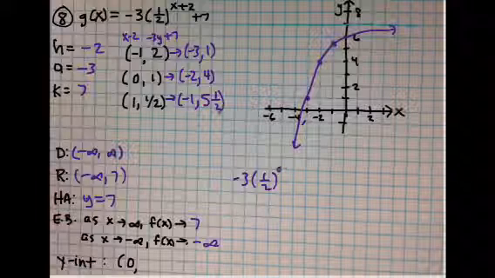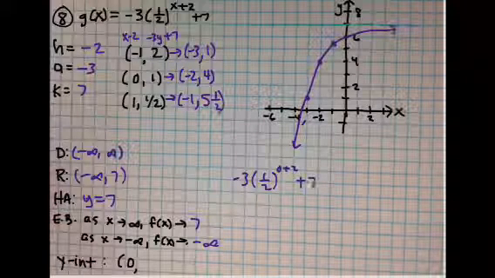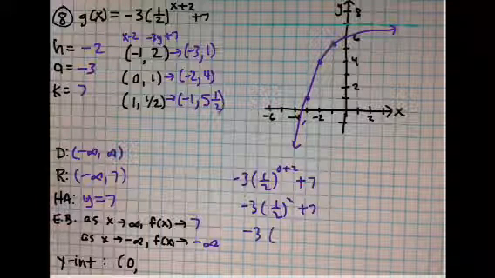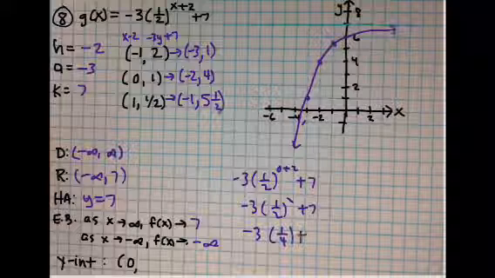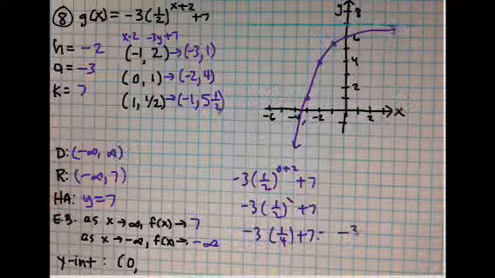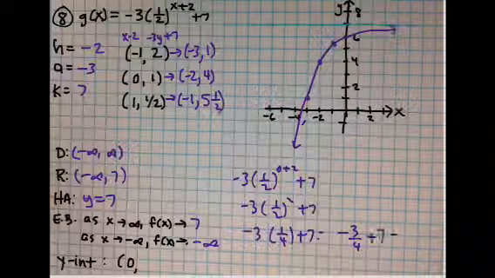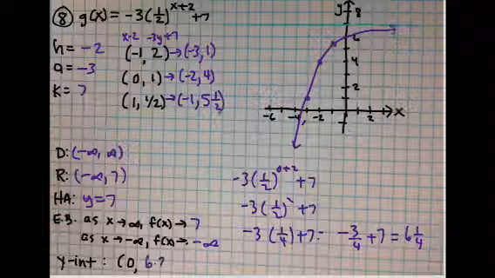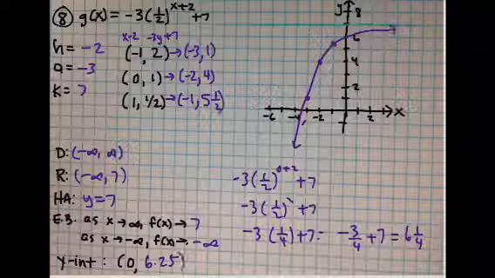So that's going to be 0 plus 2 and solve for it. Negative 3 times 1/2 squared plus 7, which is negative 3 times 1/4 plus 7, which is negative 3/4 plus 7, which is 6 1/4, 6.25. So that's the y-intercept. And that's it.